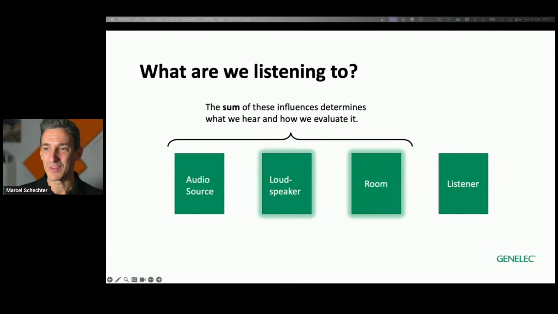But our main focus today will be loudspeaker and room, and especially the room, because with the loudspeaker, as said, we can help you with delivering really good products. But the room is something everyone has to evaluate first of all. So everyone should understand what her or his room is doing to the sound or to the way he listens to audio in general.